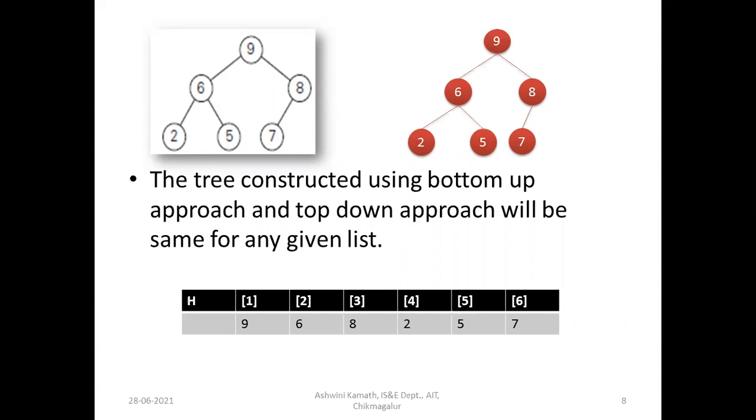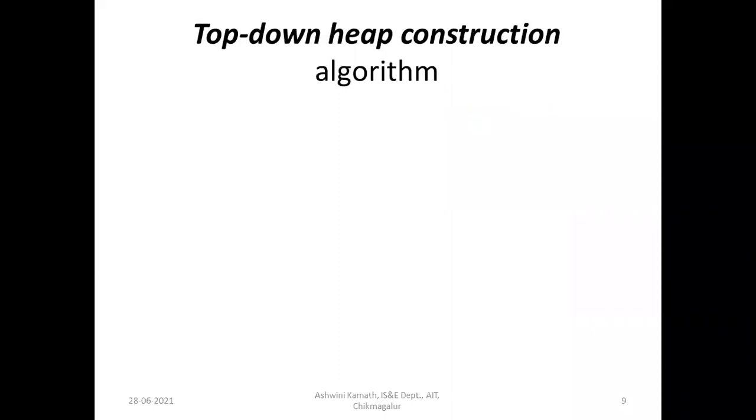9 in the root node, then 6, 8 in the next level. In the next level, we have 2, 5, and 7. So 9, 6, 8, 2, 5, 7. This is the array representation, and H[0] is empty. We are not using that. You can see that. I hope you understood this concept.